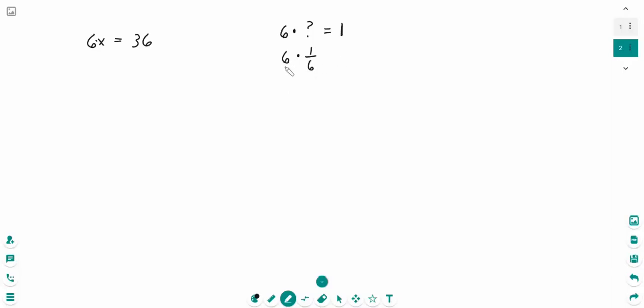And recall that whenever you take a number and multiply it by its reciprocal, you're always going to end up with 1, right? If I were to put this as a fraction, these cross out, and we end up with a 1, right? So to get x by itself, we can multiply this coefficient by its reciprocal, which is 1 over 6. So 1 over 6 times 6x equals 1 over 6 times 36, right?